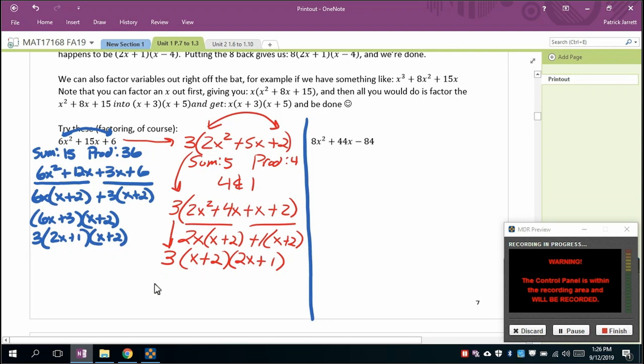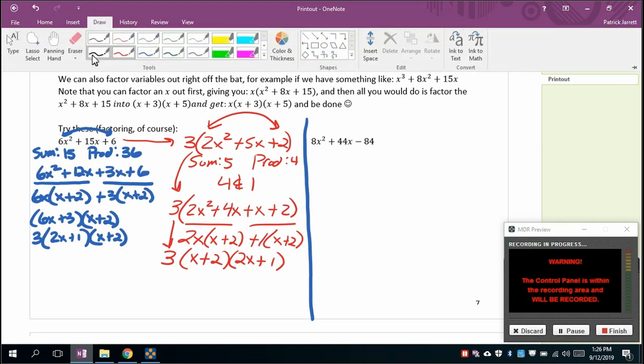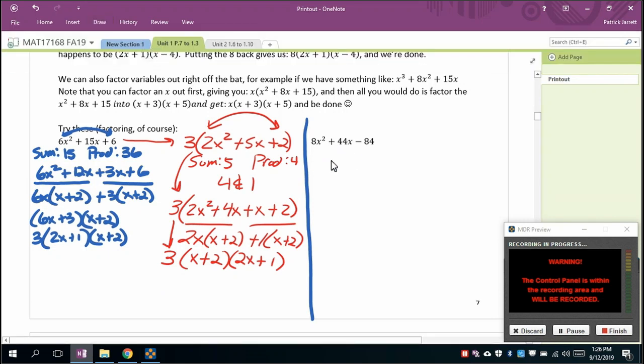In reality, you could do this either way. I like doing it this way because, frankly, it's a heck of a lot easier. And I'm only going to do that method with this second one. I'm going to take a 4 out because I can't take an 8 out, so it'll become 2x squared plus 11x minus 40, not 42, but 21.